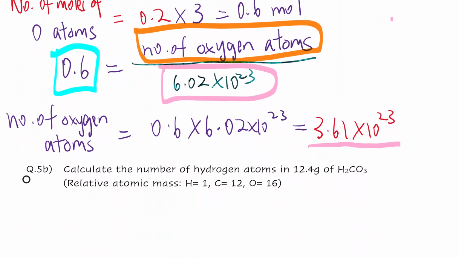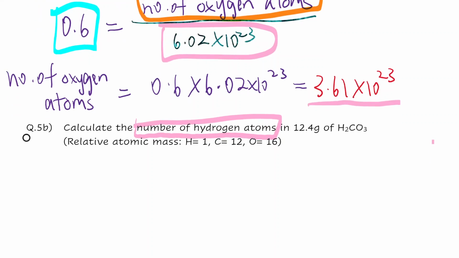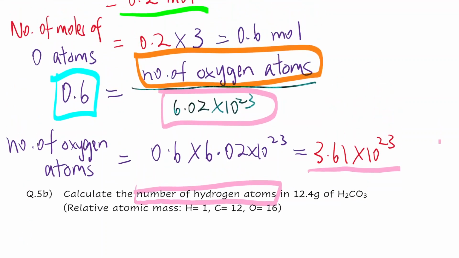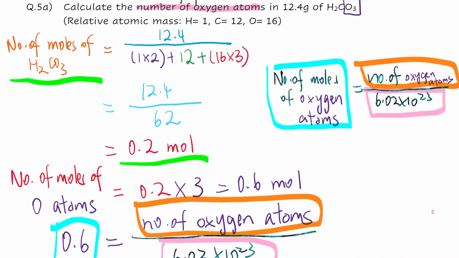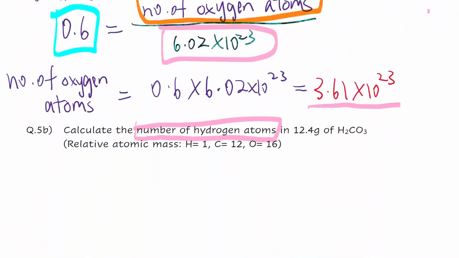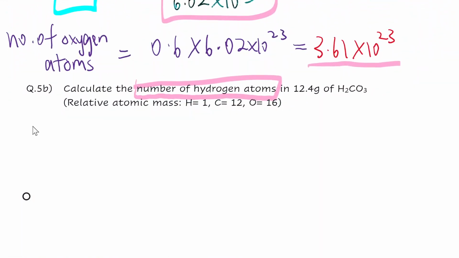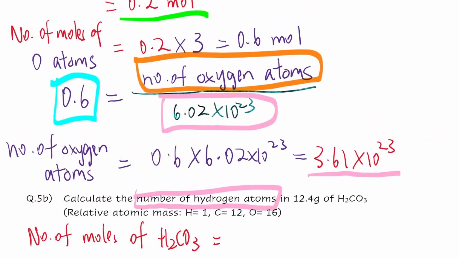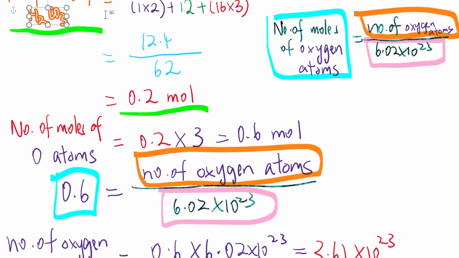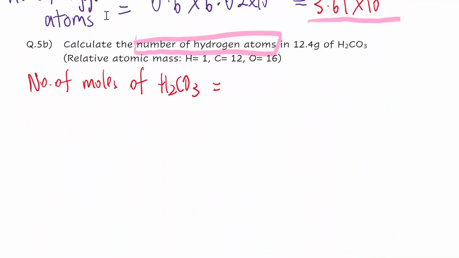It says, now, it's the same question. Instead, we are trying to find the number of hydrogen atoms this time. So if you didn't do part A, then I would suggest you again to find the number of moles of carbonic acid. So I'm just going to copy that down first. We already found it in part A, the number of moles of carbonic acid. Let's see what it was again. It was 0.2 moles. So I'll just copy it back down here.